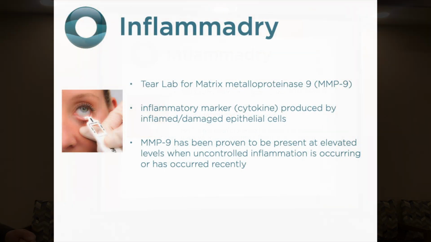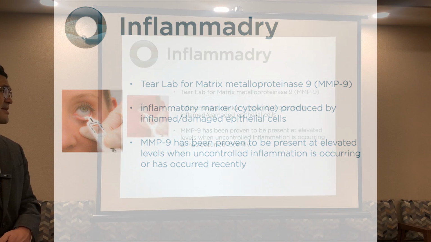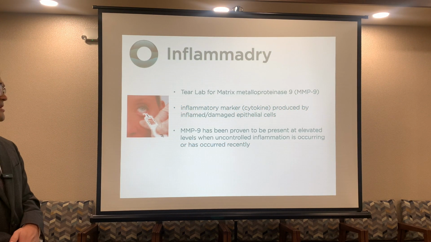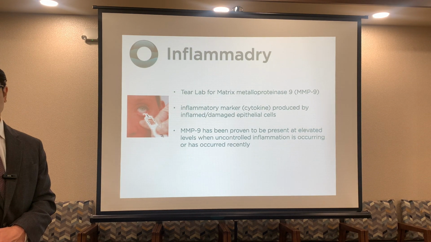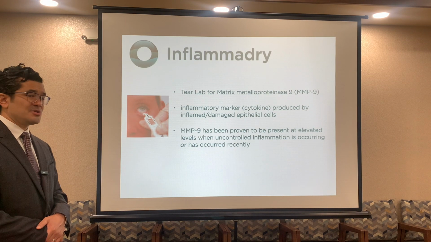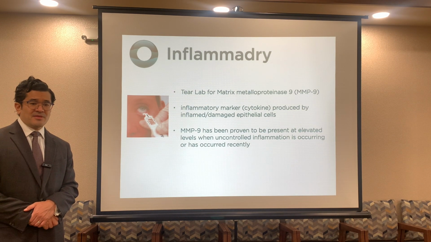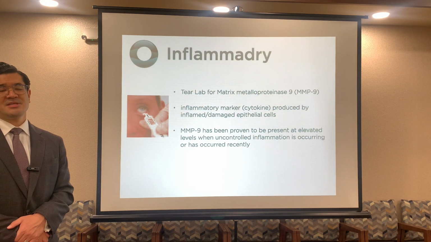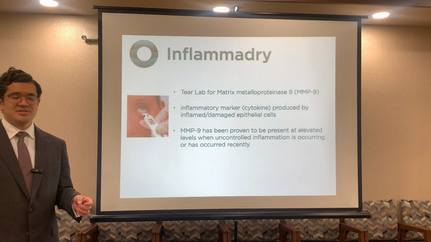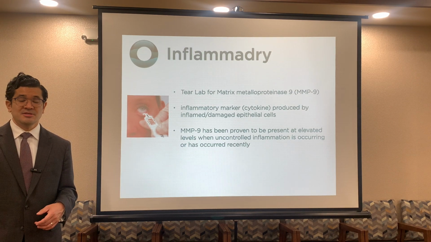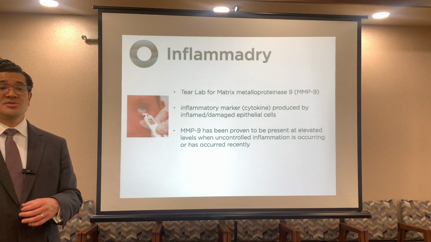Our next test that we'll run is InflammaDry. This is a test that looks for MMP9, matrix metalloproteinase 9, and this is a cytokine marker that is produced when there is inflammation or damage to epithelial cells. So when we have a patient with a positive InflammaDry test, that's a signal that they have more of an inflammatory process to dry eye. So it's not just low tear production or low aqueous deficiency, it's also an inflammatory dry eye.